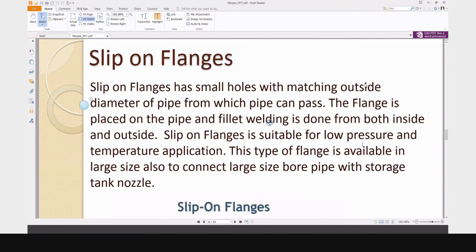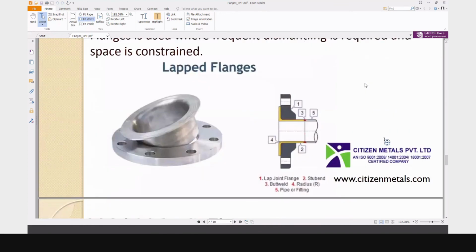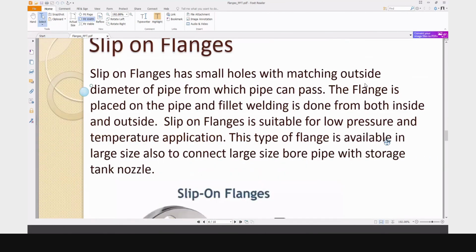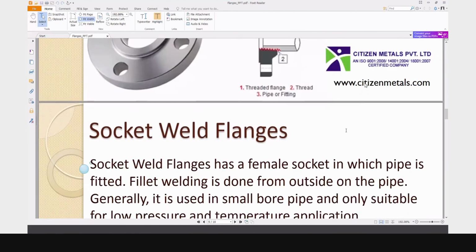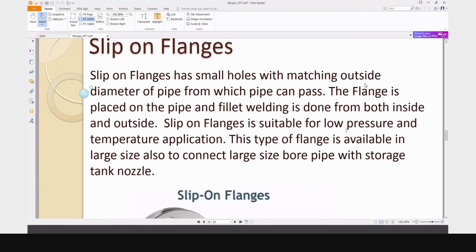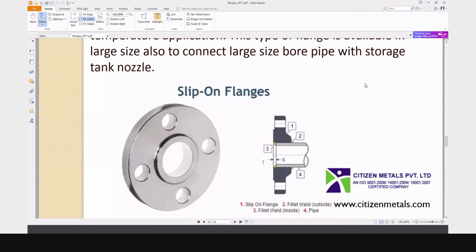And it is also suitable for low pressure and temperature application. This type of flange is available in large sizes also, to connect large size bore pipe with a storage tank nozzle. With the nozzle, this can be fitted.